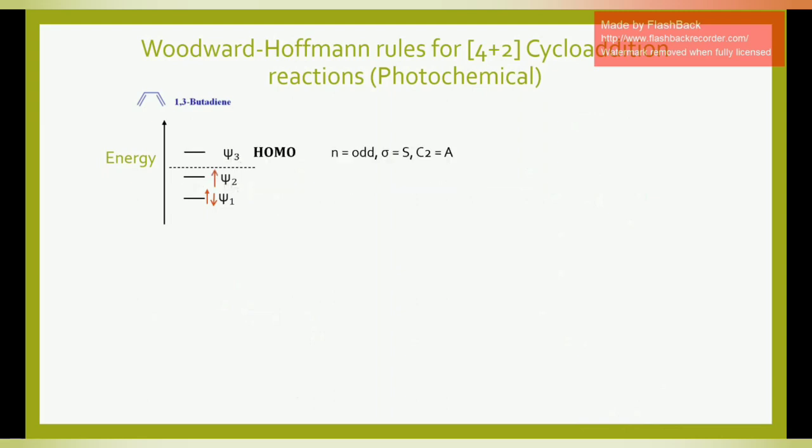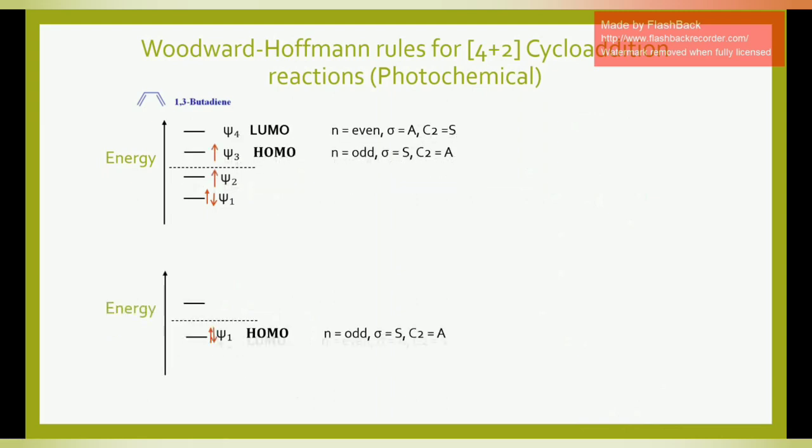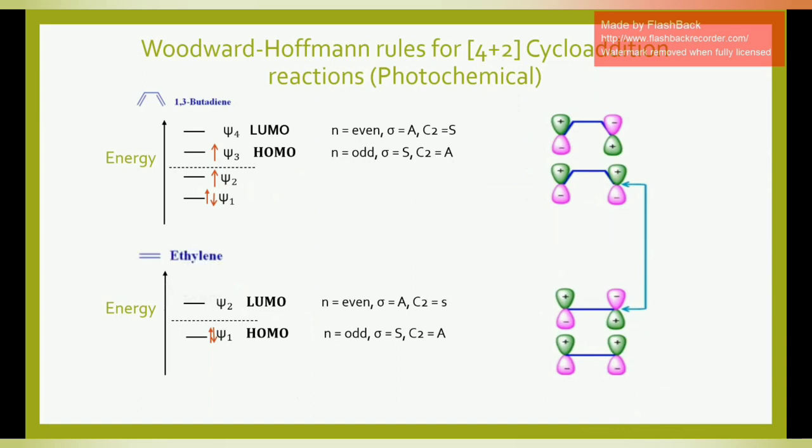Now we are discussing the 4+2 cycloaddition reaction under photochemical condition. Under photochemical condition, one of the two pi electrons from Psi2 of 1,3-butadiene jumps to Psi3, making Psi3 the HOMO and Psi4 the LUMO in ethylene. Psi1 is the HOMO and Psi2 is the LUMO.